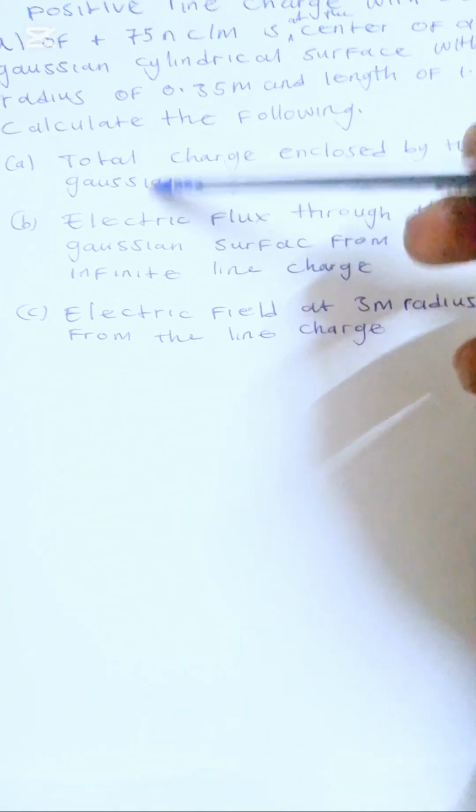So we said from our previous video that we can find the electric field by linear charge density over 2 pi r epsilon not, like that. But here the first question is not asking us to find the electric field, but is asking us to find the total charge enclosed by the cylinder.